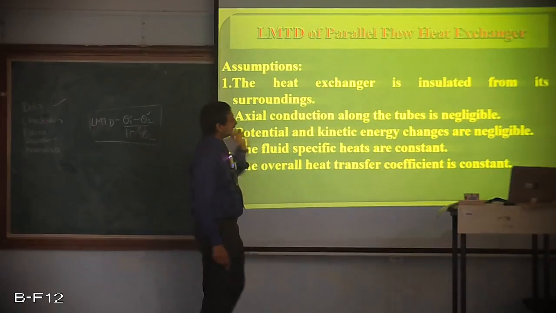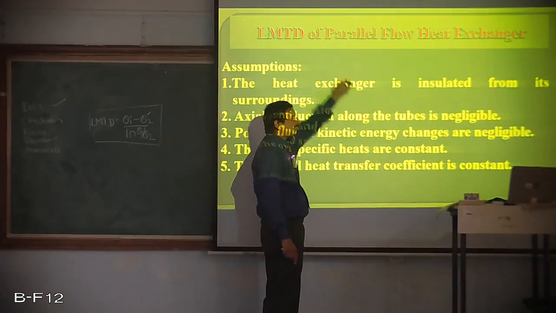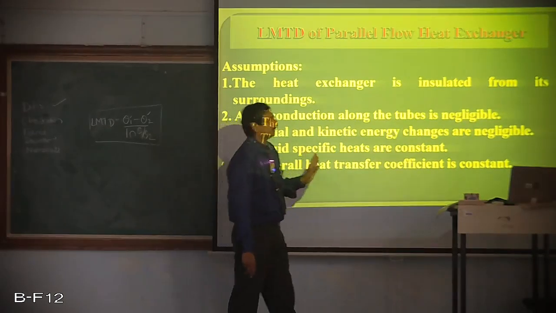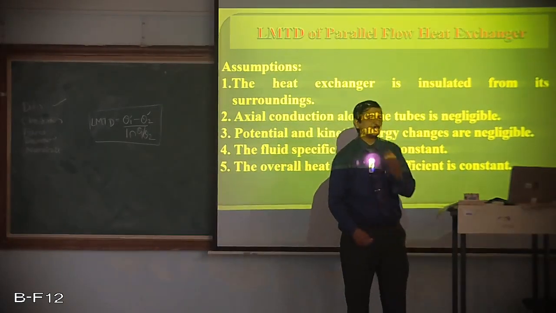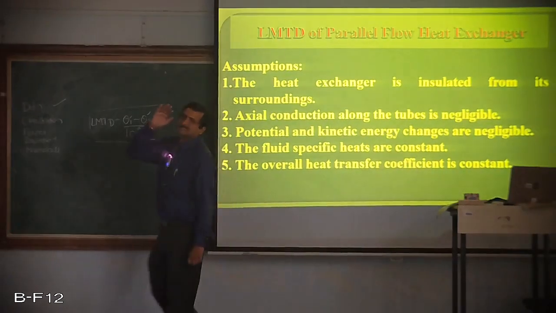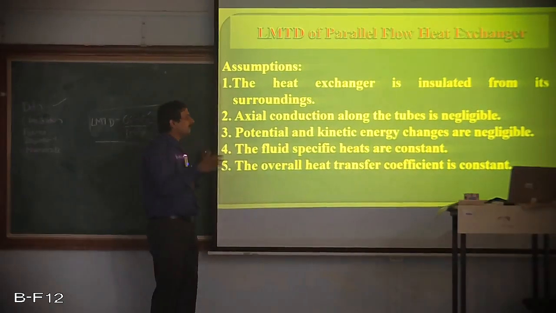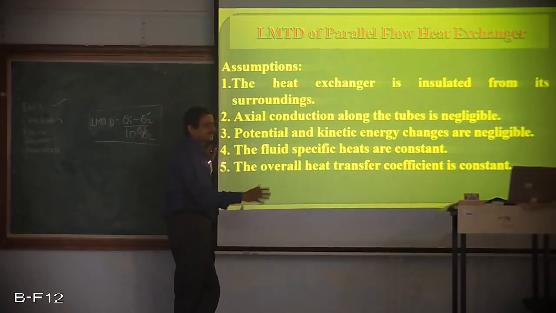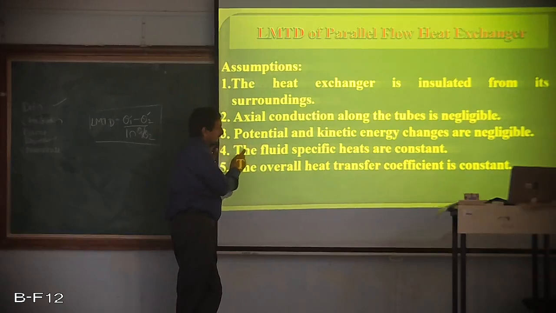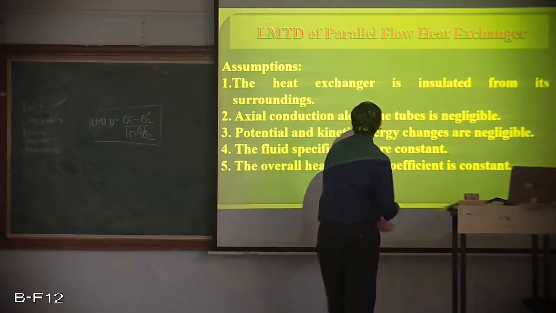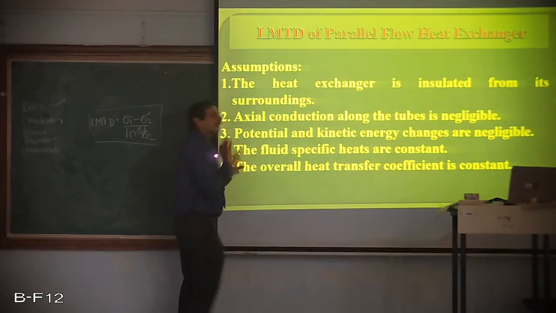Okay. So in the heat exchanger, the major factor is the temperature. We are assuming that the specific heats are constant. Whatever the temperature may be, if I say the specific heat of this fluid is, let us say, 3.2 kilojoule per kg Kelvin, then it is 3.2 whether it is at 80 degree centigrade, 60 degree centigrade or 50 degree centigrade. That is the meaning.